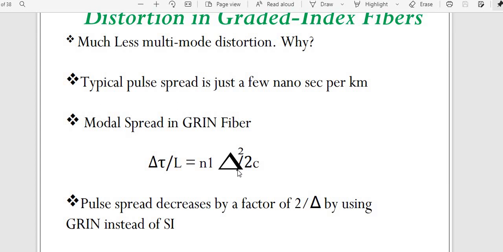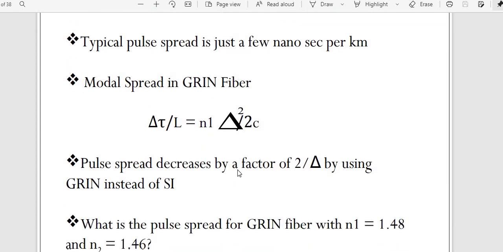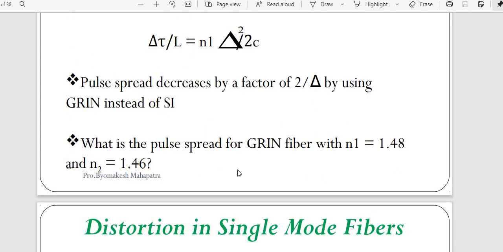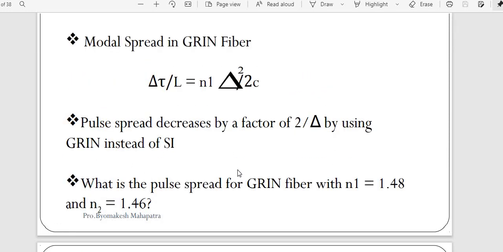So delta tau by L, L is the total length we have seen, right? Is equal to N1 delta squared by 2C. This is the formula to find mode spread in GRIN, gradient index fibers, and indicate the number of modes for that. So pulse spread decreases by the factor of 2 by delta by using GRIN instead of SI. So because of that, the pulse spread of GRIN fiber with N1 equal to 1.4, N2 equal to 1.48 can be obtained by substituting in this.